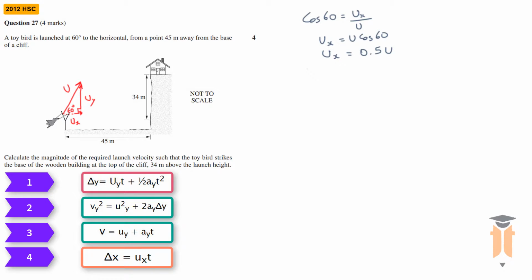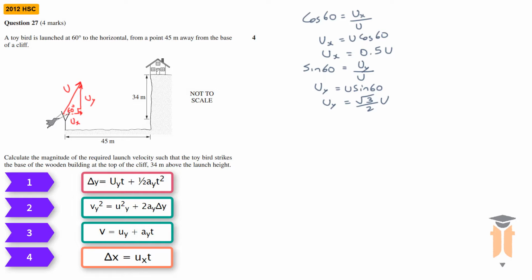Similarly, we can find uy by using sine. So sine 60 is equal to uy over u. So therefore uy is equal to u sine 60, which is equal to root 3 on 2 times u. Now that we have an expression for ux and uy, we can then substitute these respectively into the following equations.